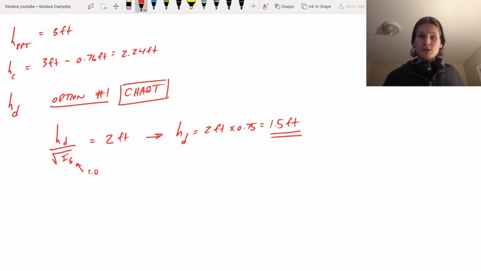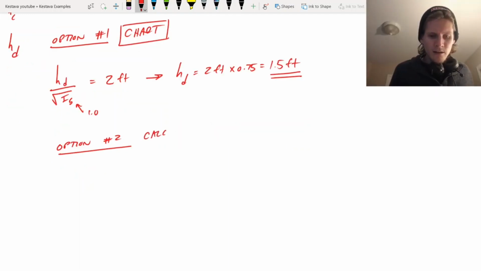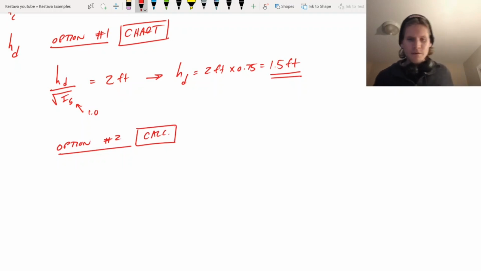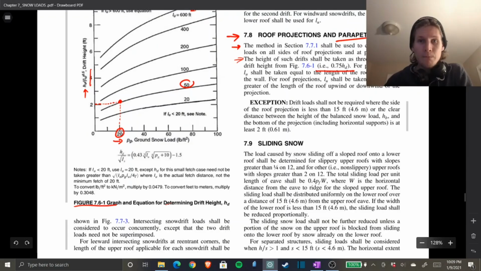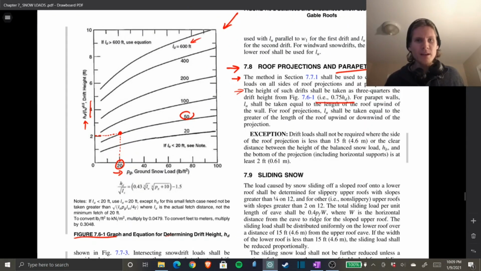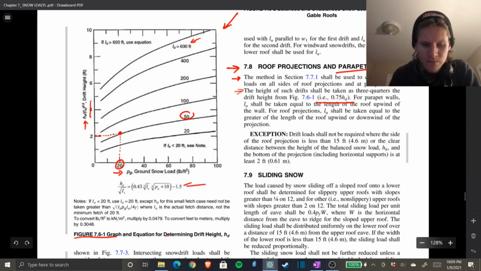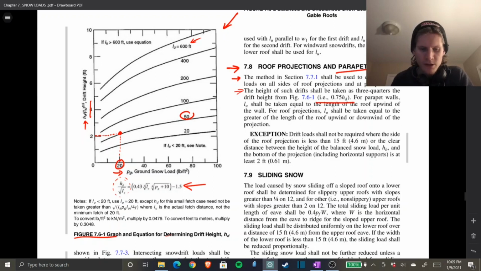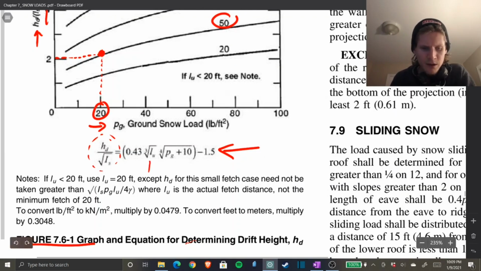Now, let's do option number 2, which we'll call calc. So we're going to be calcing it out. We're going back to the same figure, but if everything didn't perfectly pan out, if we didn't have an l_u exactly on that line, or we didn't want to interpolate, they provide you down below here with an equation to find the same thing, h_d over the square root of your importance factor of snow. So in this whole equation, we can plug in l_u, plug in for p_g, it's just your ground snow load, and we can solve that way. So let's do that right now.